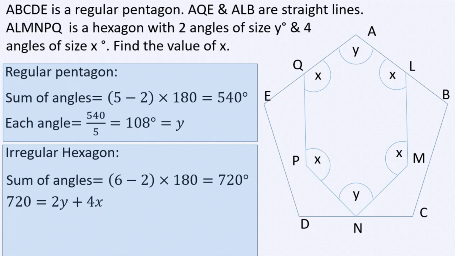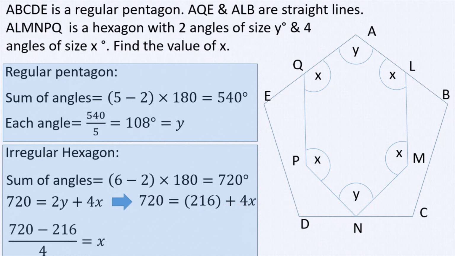Since we know y to be 108, therefore 720 equals 108 times 2, which is 216, plus 4x. Rearranging the equation, we end up with x equals 720 minus 216 all over 4, and this is equal to 126 degrees, and this is the final answer.